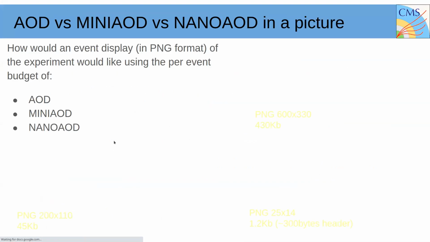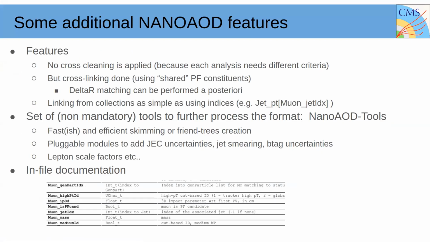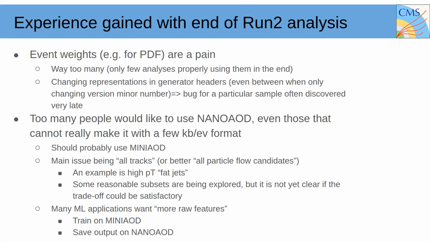Yeah, we can see you and hear you well now. Okay, so now some more experience we gained during run 2. One thing is that event weights are a pain. In the end, we have way too many. For example, for PDF variations, we have hundreds of weights per event. And it's not even clear that we really use them all in the analysis. So those were really a problem to handle.